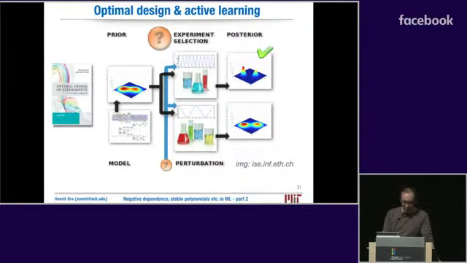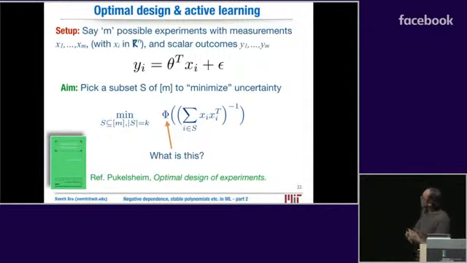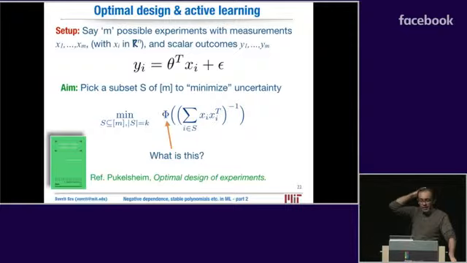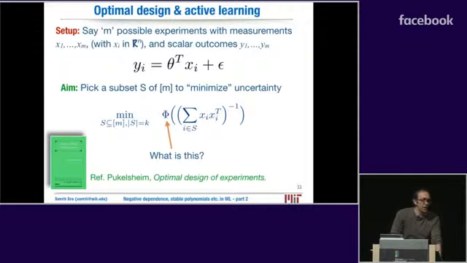What does this translate into in formal language? This is the translation. So suppose I have m possible experiments that I can run, and each experiment involves these measurements. These are vectors, let's say n-dimensional vectors, and there are scalar outcomes. So just to get the model across to you, let's assume the trivial linear model. The labels or whatever regression values here are given by a linear function of the measurements.